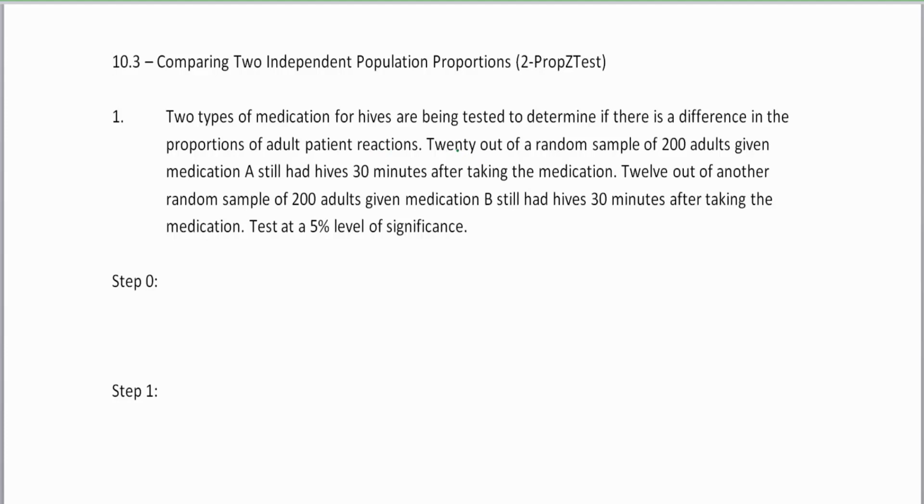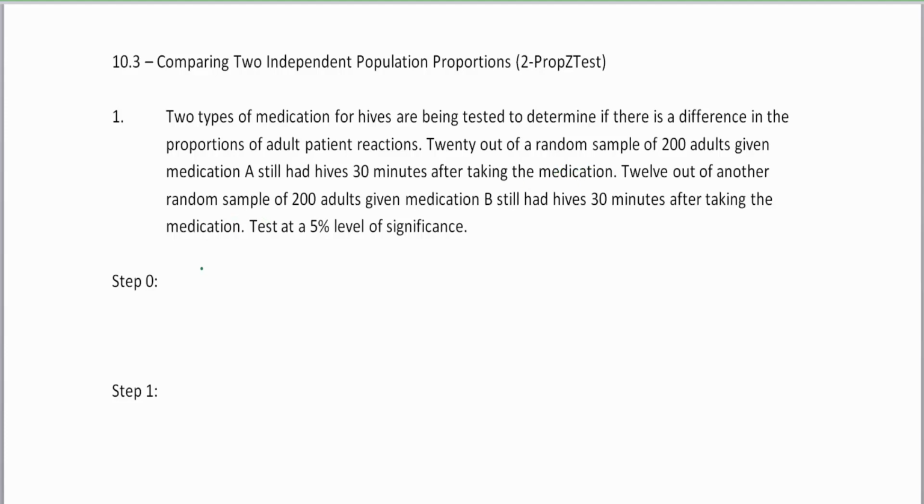So this is supposed to reduce the amount of hives that a person gets when they have a hives outbreak. What we're going to find is these medications are really effective, but we're trying to see if there's a significant difference between the two of them, of people who still have hives after 30 minutes. Because it says 20 out of a random sample of 200 adults given medication A still had hives 30 minutes after taking the medication. So that's actually pretty great, because 180 got rid of their inflammation.